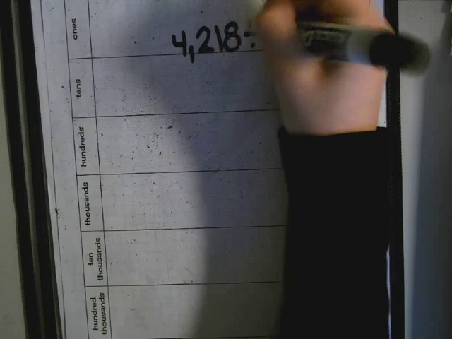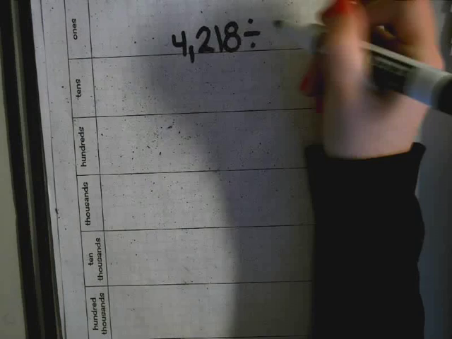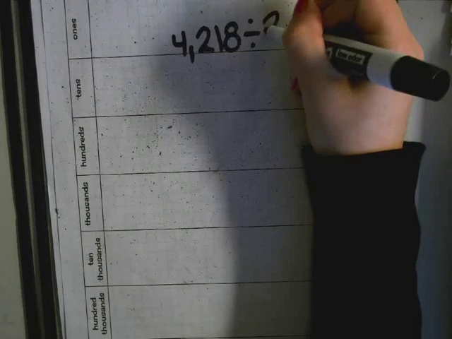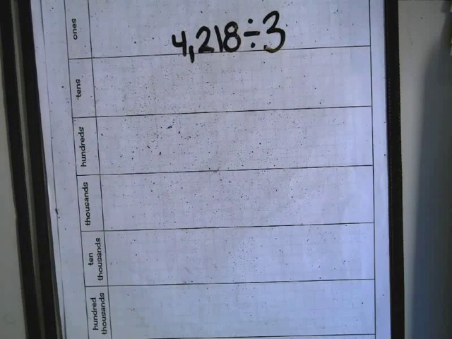Oh, we forgot to check that one with multiplication. That's okay. We'll check this one with multiplication. All right, here's your new problem. 4,218 divided by 3. All right, so set it up.